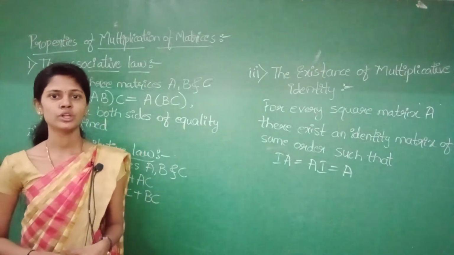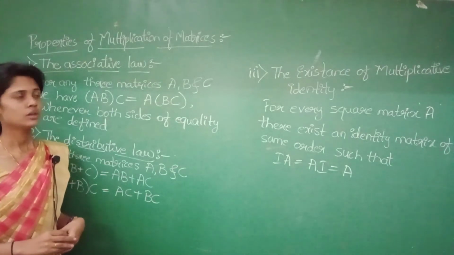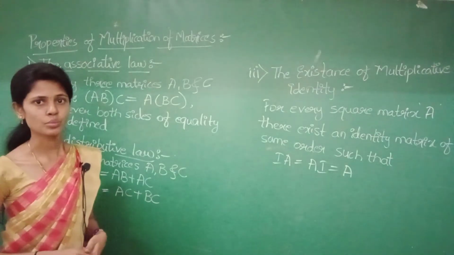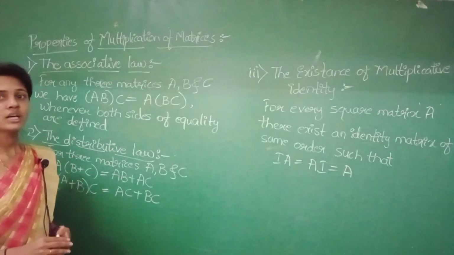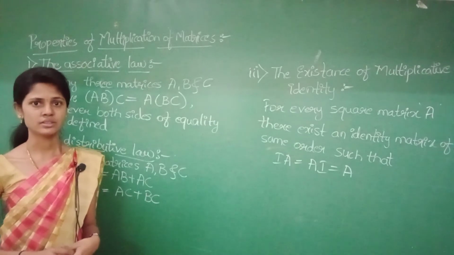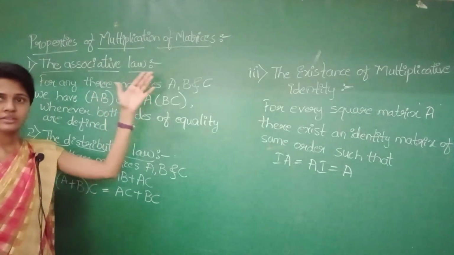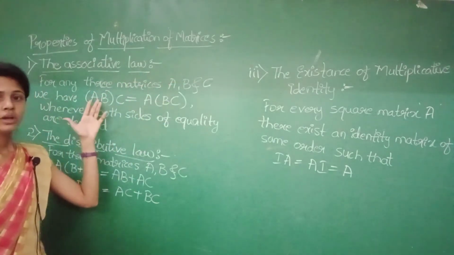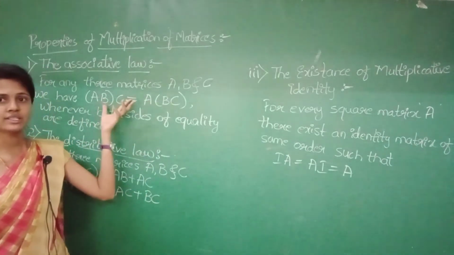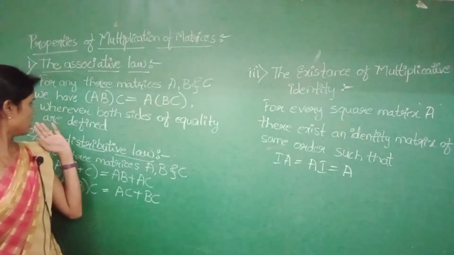Hello students, good morning. Our next part is the properties of multiplication of matrices. In that we have some properties, where the first one is the associative law. In the associative law we will be having three matrices A, B, C. For any three matrices A, B, C, we have AB into C is equal to A into BC. This is what we call the associative law, whenever both sides of the equality are defined.